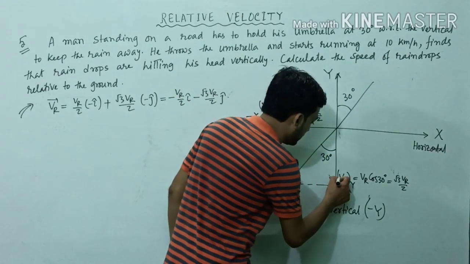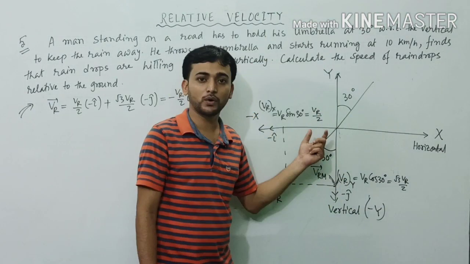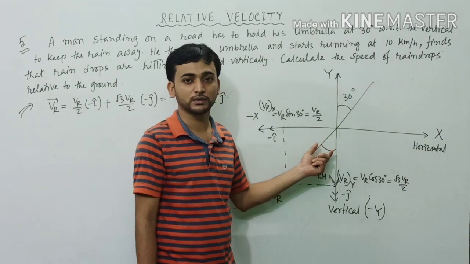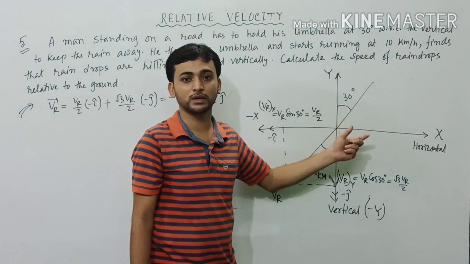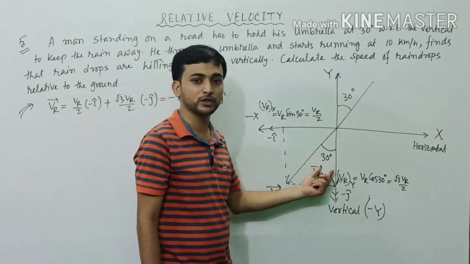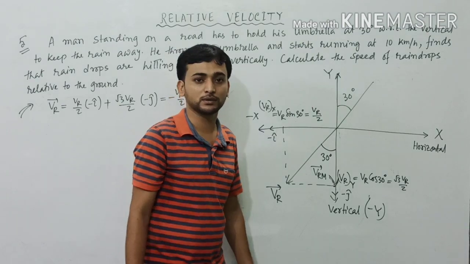So this will be the direction of relative velocity of rain with respect to man. Now we need to identify in which direction, that is towards right or towards left, the man should run, so that the relative velocity of rain with respect to man comes along vertically downward direction.